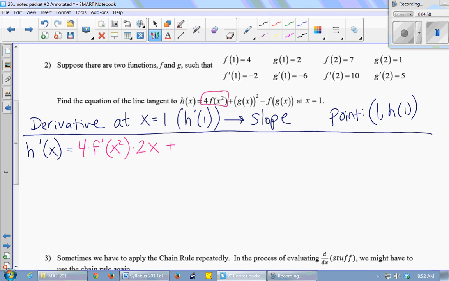Think of this as some stuff squared, right? So I'm going to apply the power rule to the stuff. So I take that 2, bring it down, copy the g of x, reduce the exponent by 1, right? And then I still have to multiply by the derivative of the stuff. How do I write down the derivative of g of x? G prime of x.